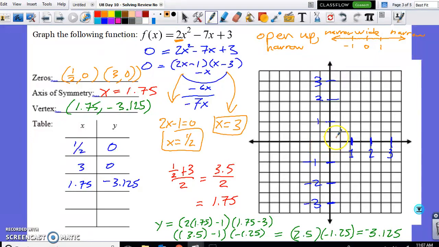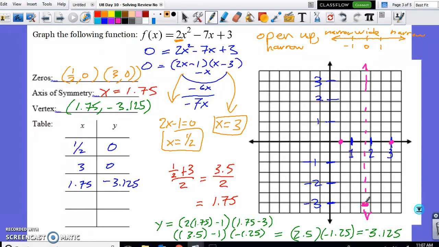So I have +1/2 as the first x-intercept, which, if you notice my scale, every line is 1/2, so there's 1/2, 0. Now 3, 0 is going to go over here. The axis of symmetry is going to be at 1.75. There's 1, 1.5, and 1.75 is between 1.5 and 2. So here's my axis of symmetry at 1.75. 1.75, -3.125 is right there. There's my vertex. I'm just kind of guessing here.